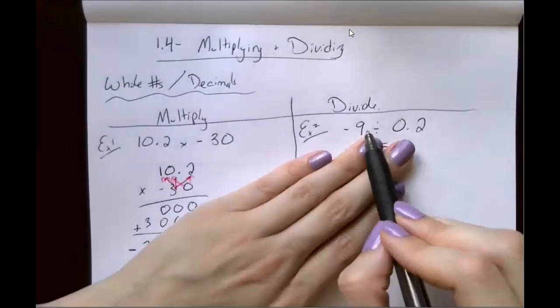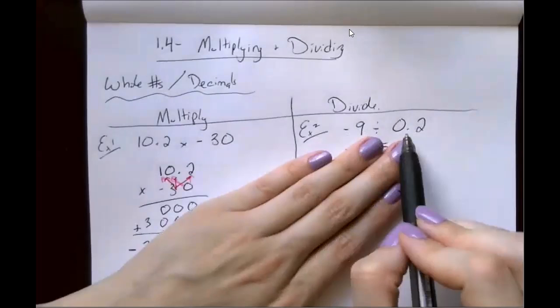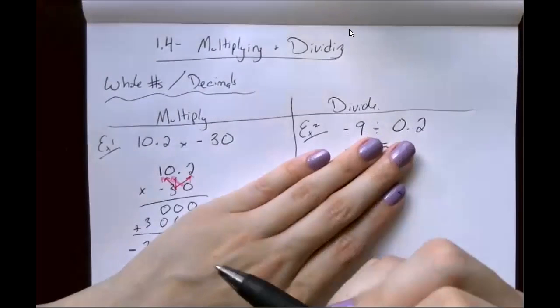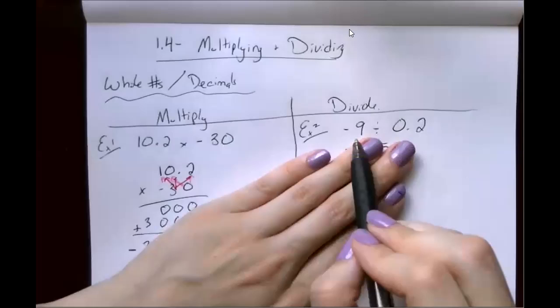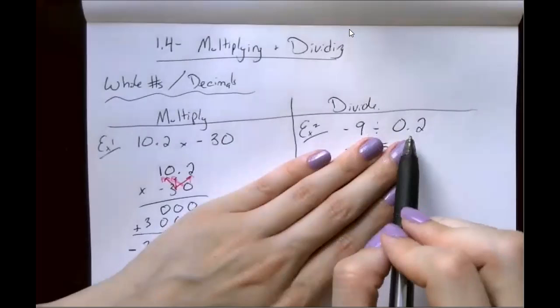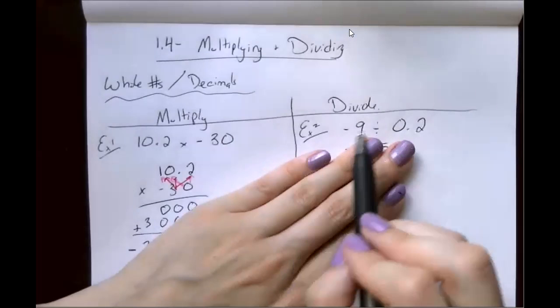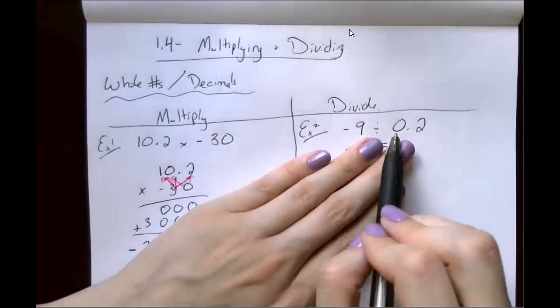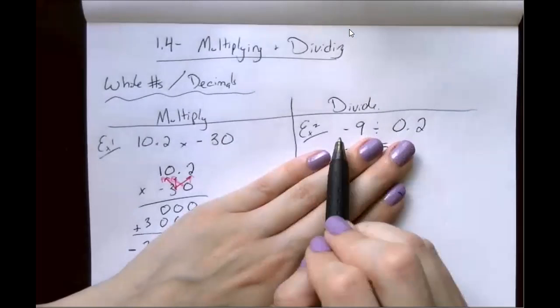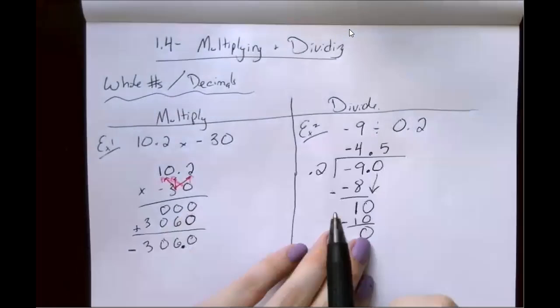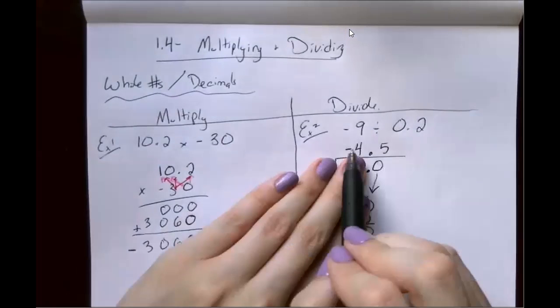We had a negative number divided by a positive number. Just like with multiplication, if one of your numbers is negative and one is positive, your answer will be negative. If they're both positive or both negative, your answer will be positive. It's only when you have one of each that your answer is negative, like our answer is here.